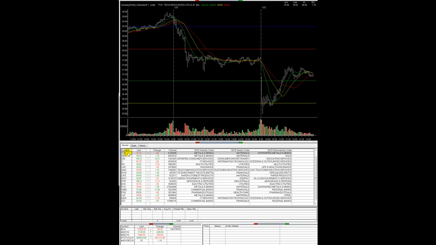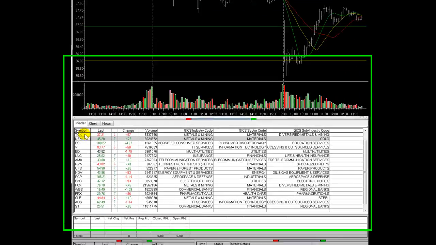So now let's talk about screen number 4. If you're lucky enough to have 4 screens, a lot of traders do like to trade from a quad kind of a setup. In my case, what I've got on screen number 4 is a watch list.